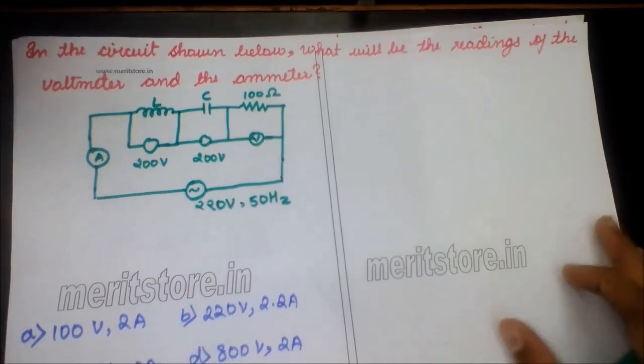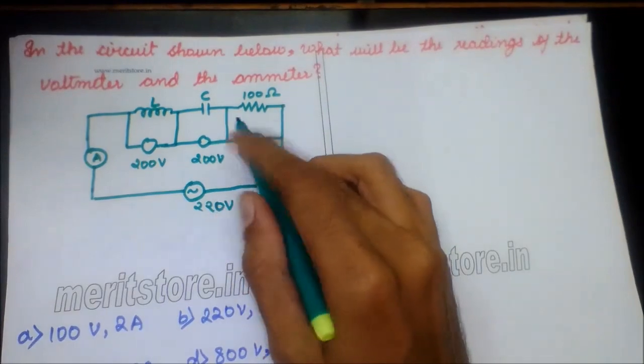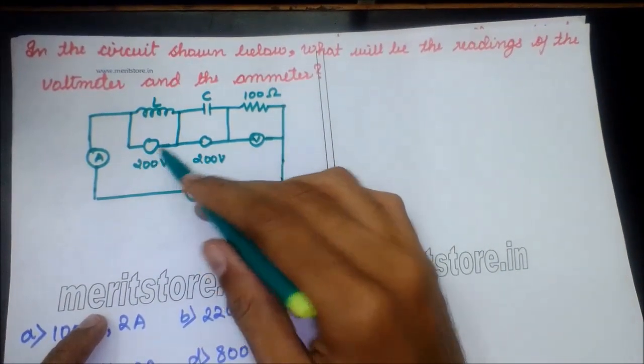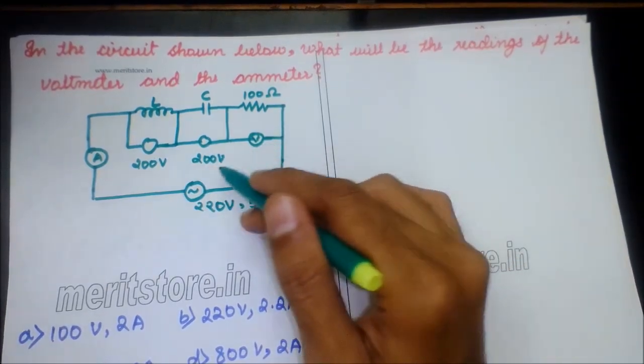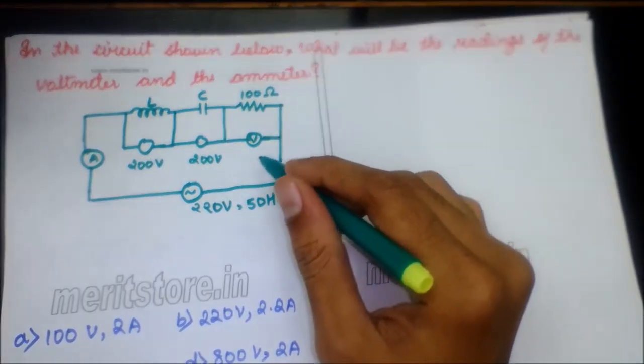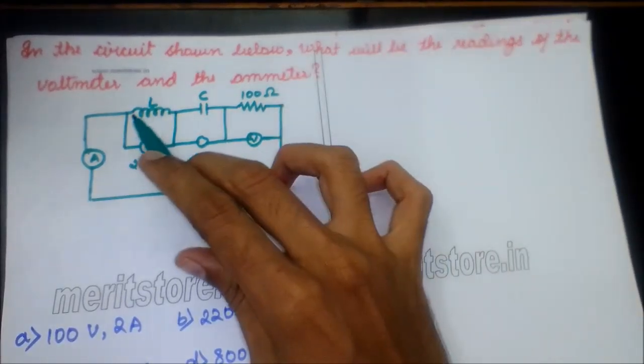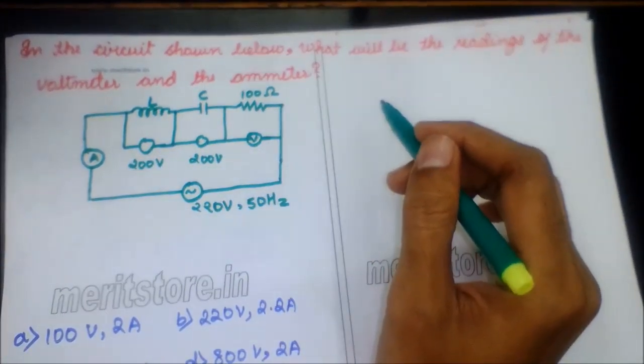In the circuit shown below, what will be the reading in the voltmeter and the ammeter? So here we have an LCR circuit. Here the voltage across L is 100 volts, across C is 100 volts, and the reading across the R we need to find out, and what will be the reading of the voltmeter and the ammeter.